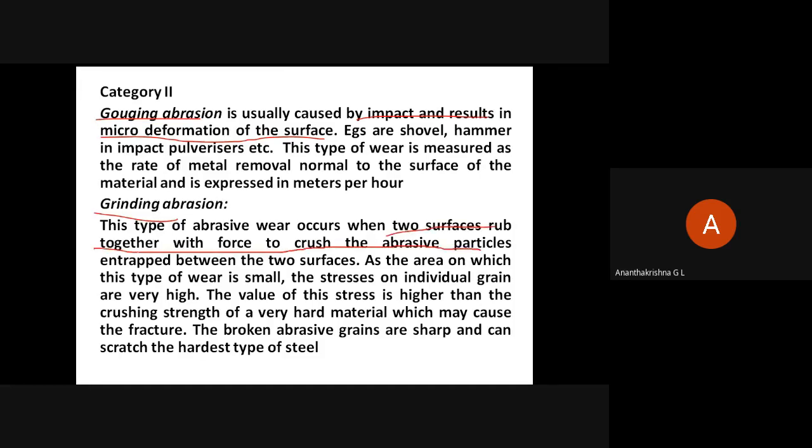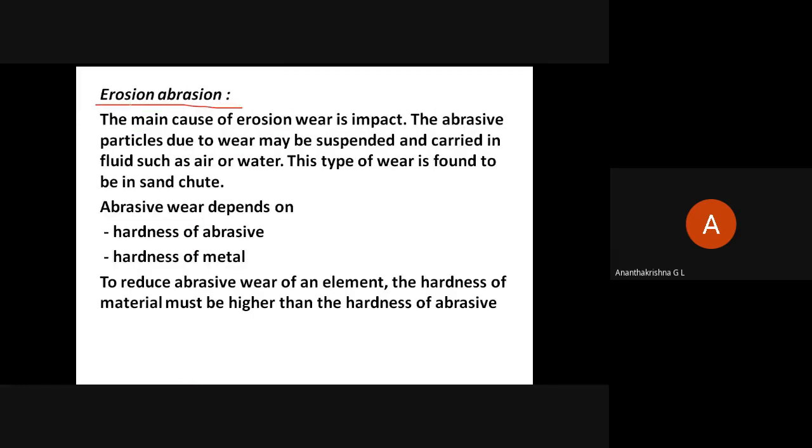Especially this is about grinding machine operation or grinding wheel operation, which is used for removing material and smoothening the surface. And then erosion abrasion. The cause of erosion wear is again impact. The abrasive particles may be suspended or carried in a fluid, such as air or water. This type of wear is found in a sand chute. Wear depends upon the hardness of the abrasive and the hardness of the metal. So this is about abrasive wear.